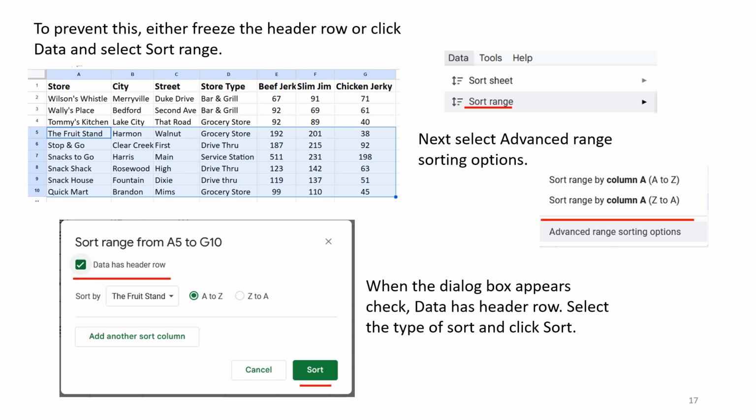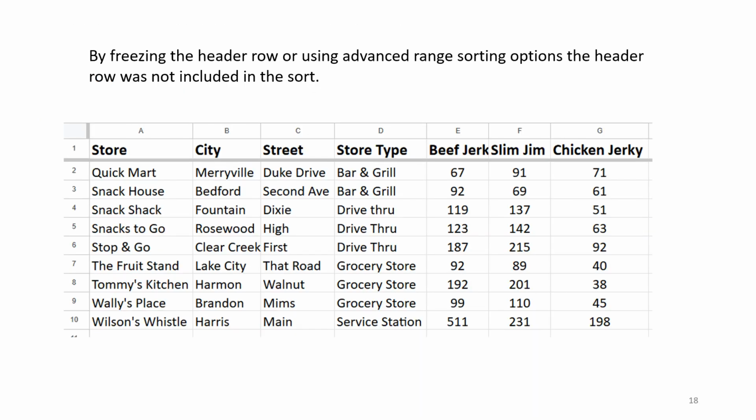Next, select Advanced Range Sorting Options. When the dialog box appears, check Data has header row. Select the type of sort and click Sort. By freezing the header row or using advanced range sorting options, the header row was not included in the sort.